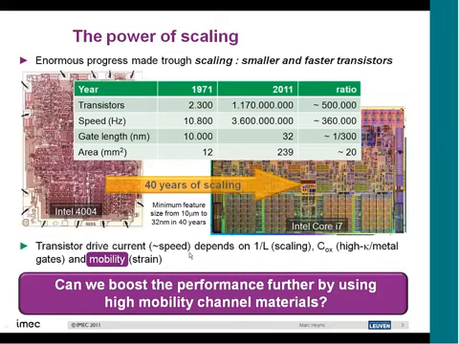So the question that we will address in this presentation is, can we use this mobility factor to even further boost the performance by using high mobility channel materials? So go away from silicon and use materials with a higher mobility.